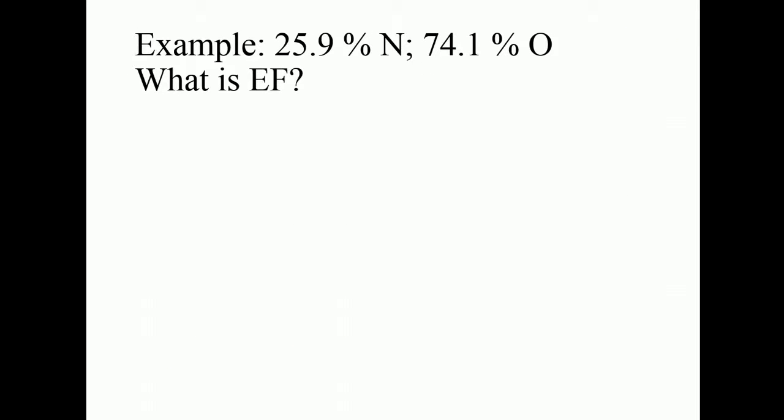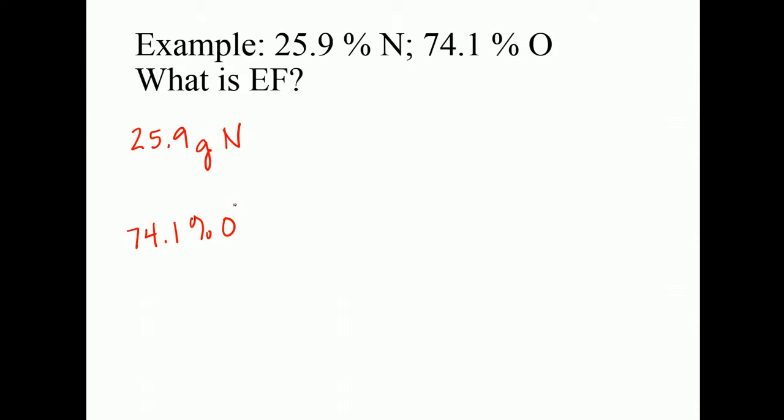So let's take a look at an example. We have a compound that's 25.9% nitrogen and 74.1% oxygen. And the question is, what is the empirical formula? So our first step, percent to grams. I'm going to start by writing 25.9, but instead of percent, I'm going to write grams of nitrogen. And I'm going to do the same thing for the other element, 74.1% oxygen. So first step's easy, percent to grams.